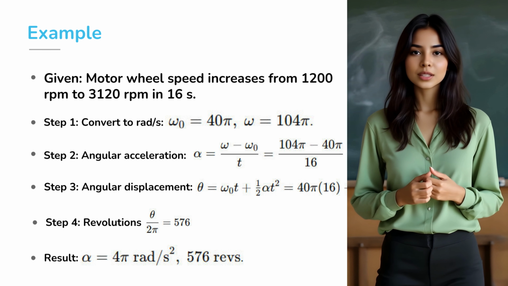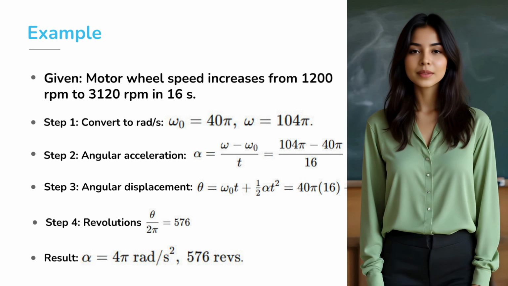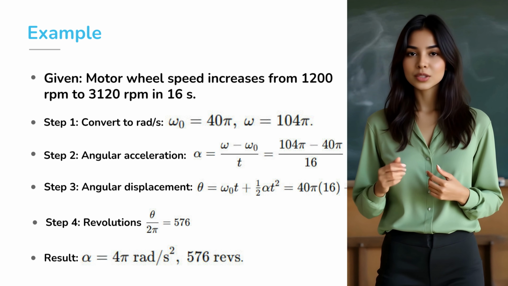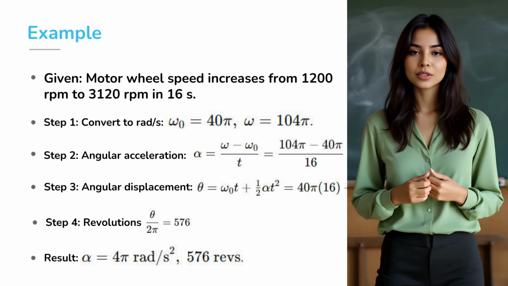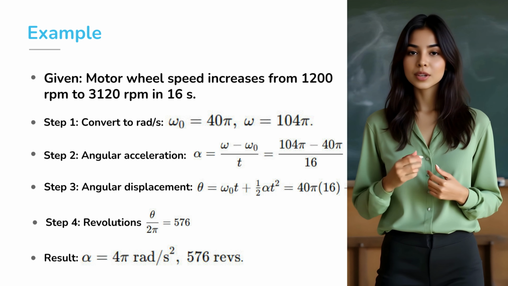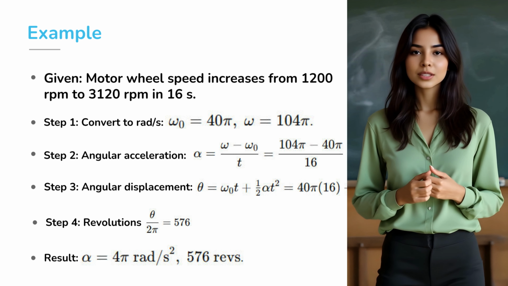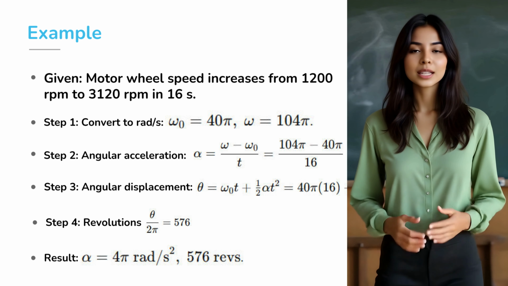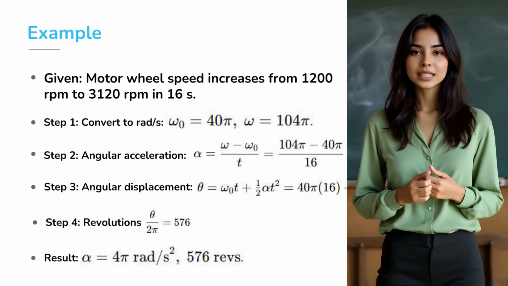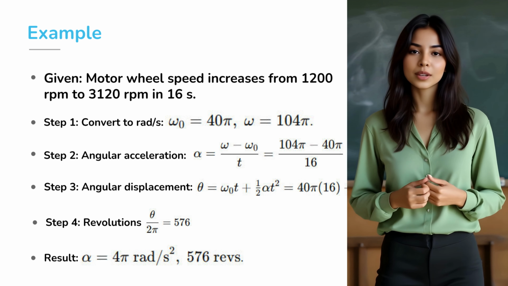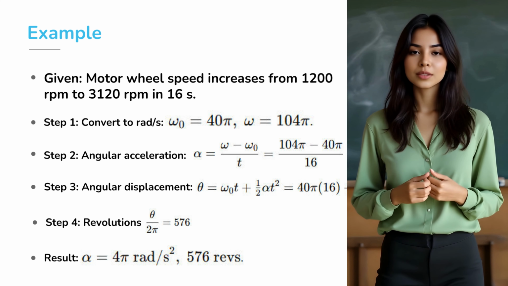Step 3. Angular displacement equals omega naught t plus half alpha t squared. That equals 40 pi times 16 plus half times 4 pi times 16 squared, which simplifies to 1152 pi radians. Step 4. Convert to revolutions by dividing by 2 pi. The result is 576 revolutions. So, the wheel's angular acceleration is 4 pi, and in those 16 seconds, it completes 576 revolutions. A perfect demonstration of the equations we derived.